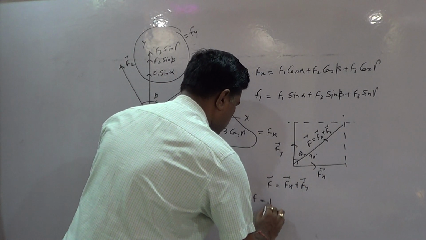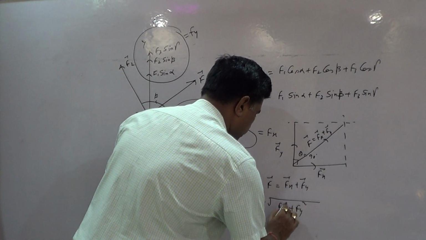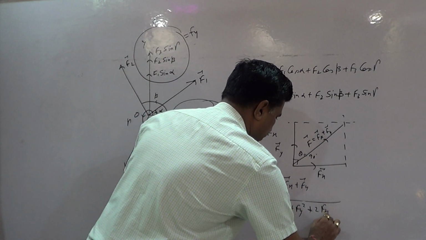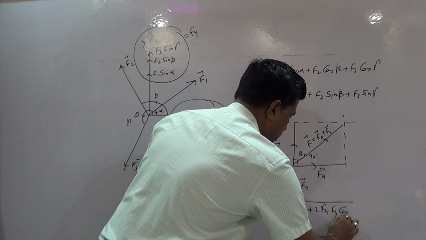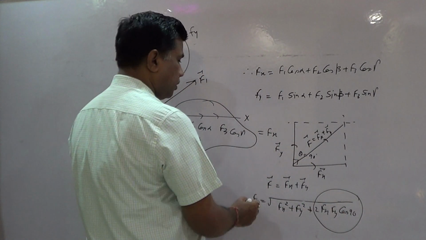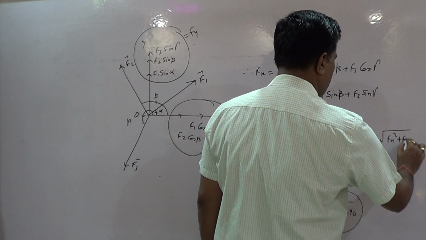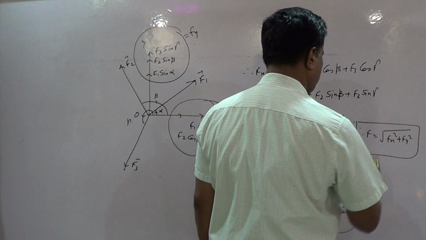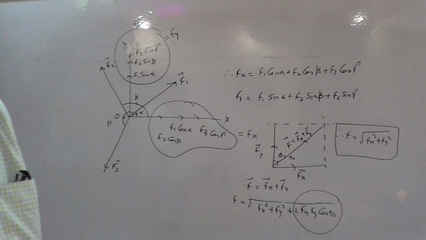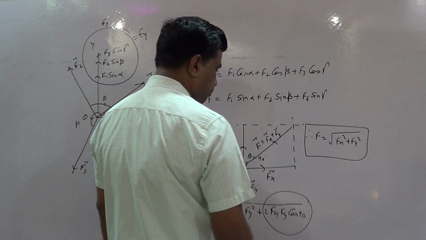Now this F is given by the formula: F equals square root of Fx square plus Fy square plus 2 Fx into Fy into cos 90. Student, the value of cos 90 is equal to 0. So this force F is the square root of Fx square plus Fy square. By this formula, we can find the magnitude of the resultant of these two vectors.